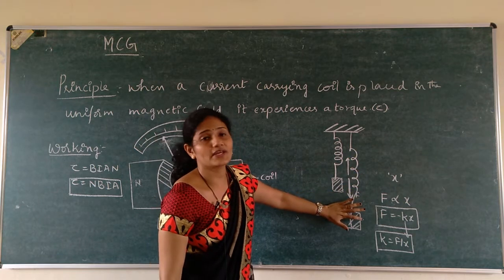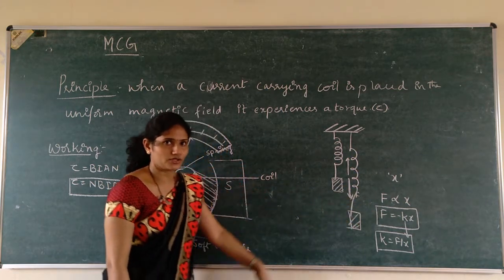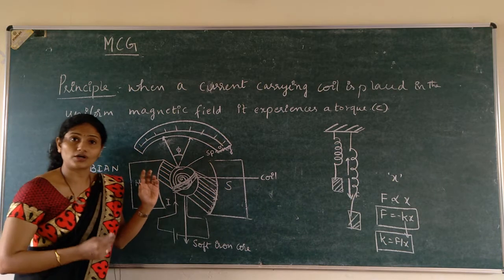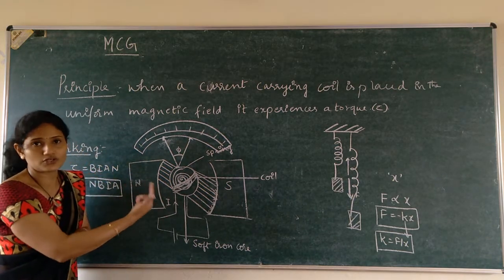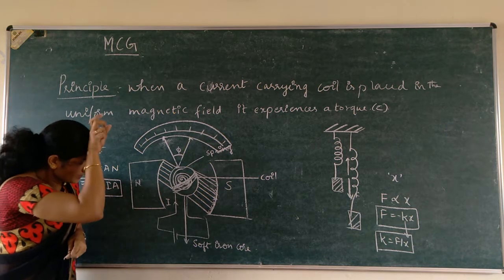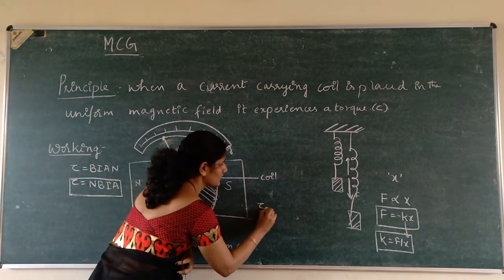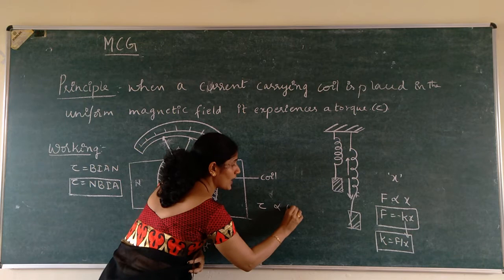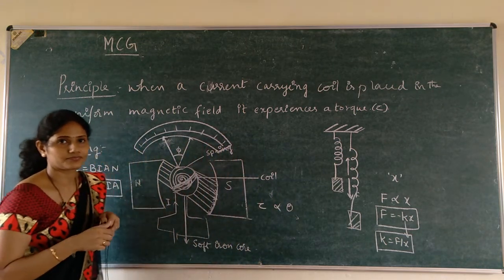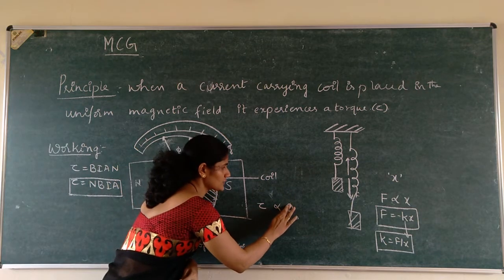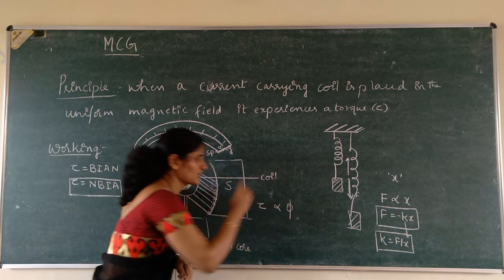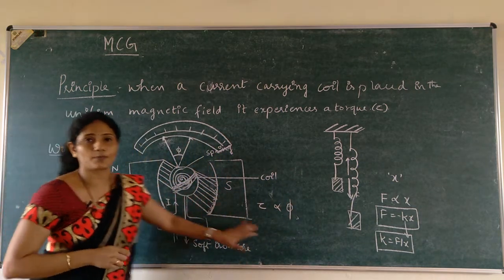This is when we have the displacement, okay. Here we are having torque. So, the coil is rotating. Here we have rotational motion. Here the torque tau is directly proportional to angular displacement, right? Here angular deflection is represented as phi. So, torque is directly proportional to phi.